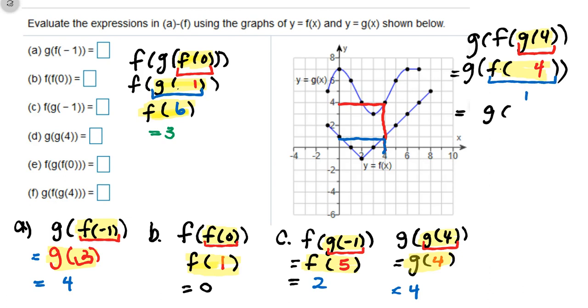So now I have g of 1. Let's find g of 1. An x value of 1, go up to the graph of g, and I get a y value of 6. So g of 1 is 6.